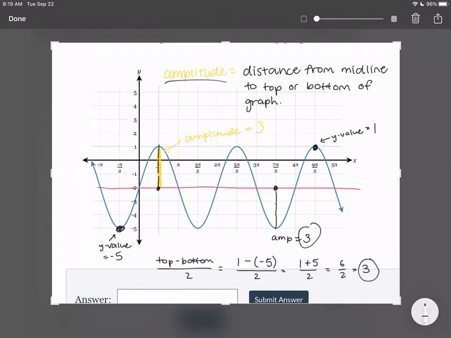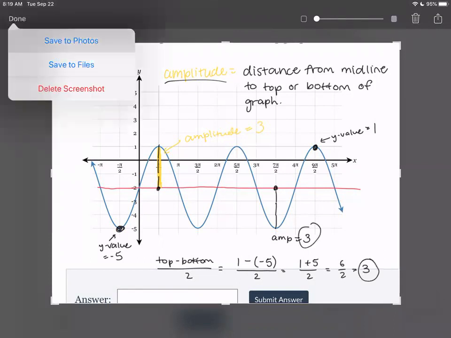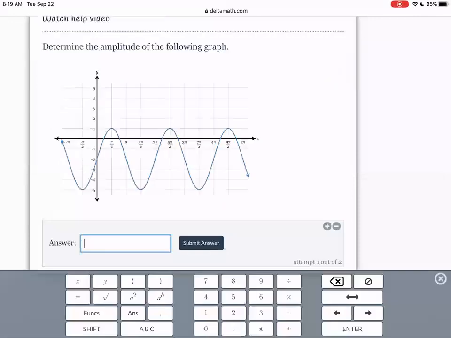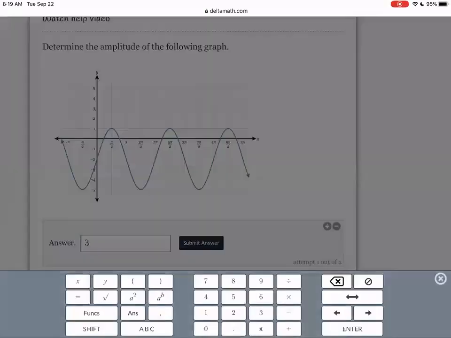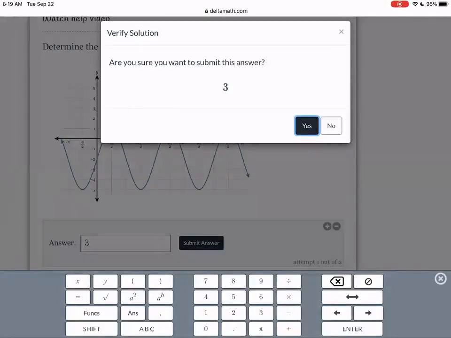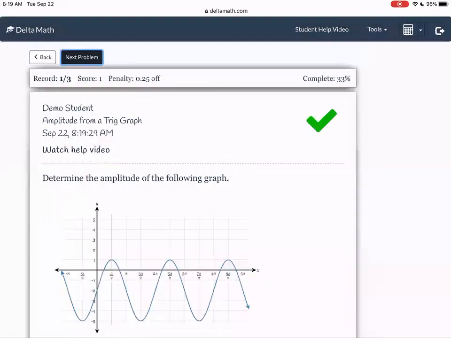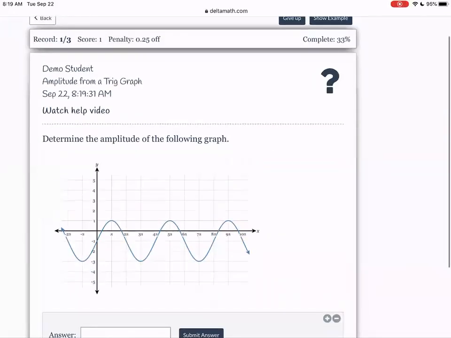So if you like to do it visually, go for it. If you like to do it numerically, go for it. Whichever way serves you best. Does anybody have questions on that way? Okay. So then our amplitude is just 3, and you just submit 3, the number. Let's just do one more problem for this one.